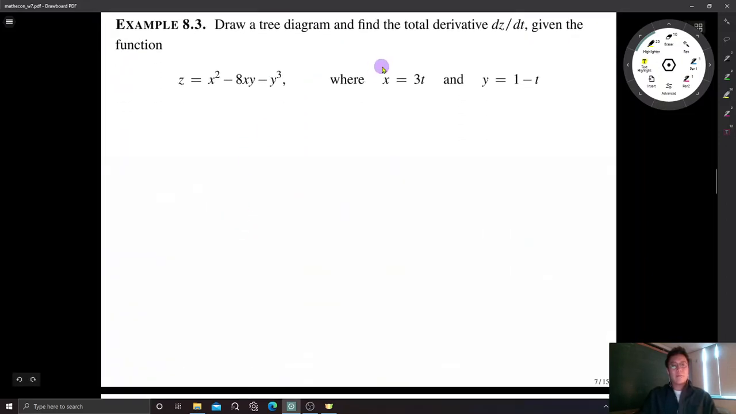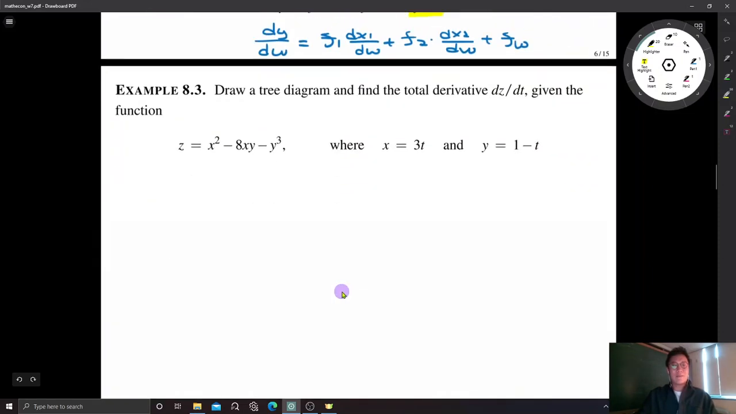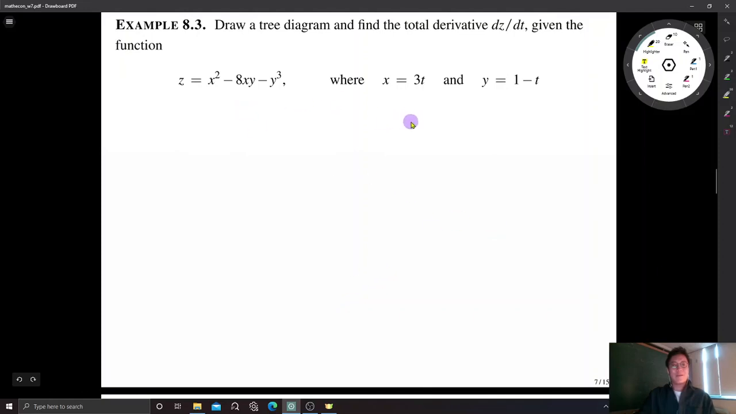All right, finally, let me do one more example. So draw a tree diagram. I just keep talking about game trees because this kind of diagram is also applied to game theory, and I've taught game theory for a long time. But yeah, draw a tree diagram and find the total derivative dz over dt given the function z.